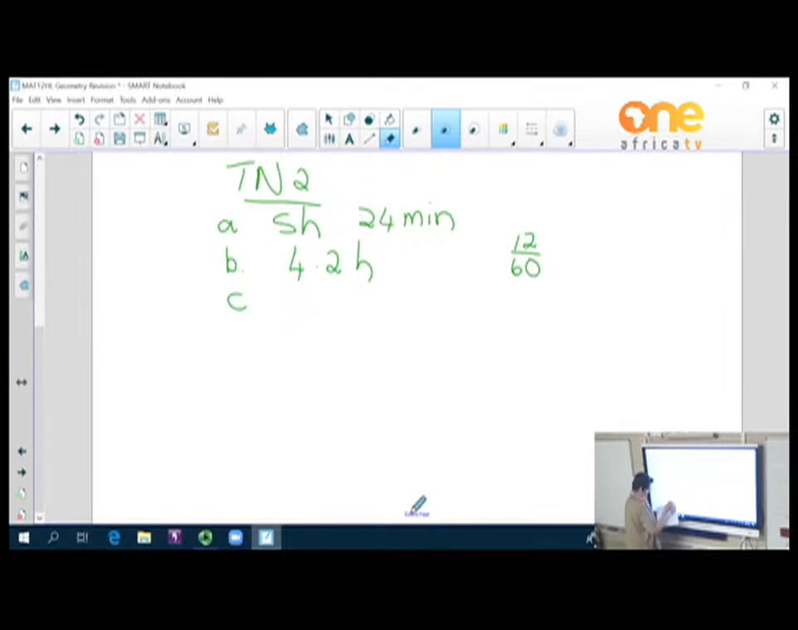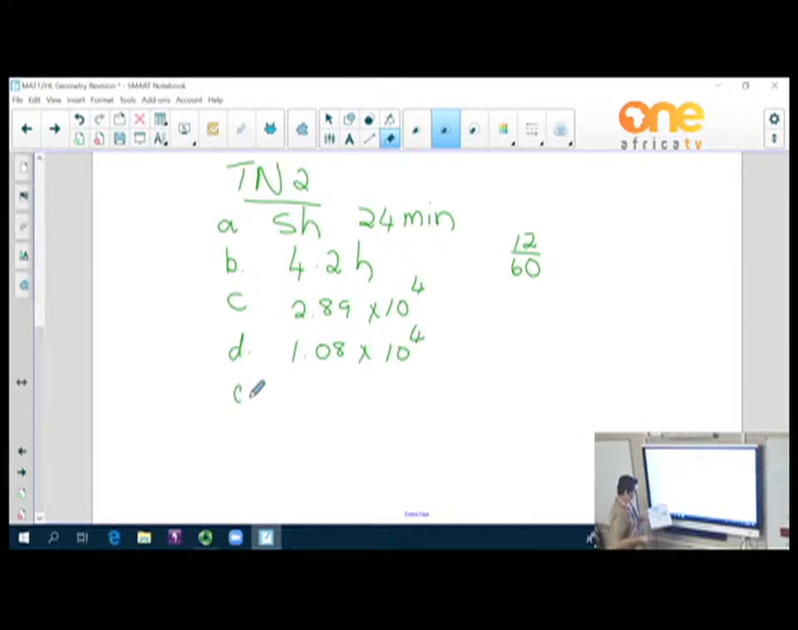Then number C, milliseconds into hours. So that is then 2.89 times 10 to the power of 4. So we have to divide it with that 3,600. Then number D, 3 hours in seconds in standard form. So 3 hours in seconds is then times 3,600. And then to change it to standard form, it will be 1.08 times 10 to the power of 4.